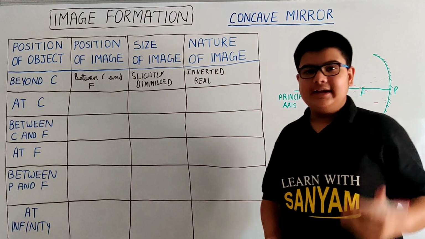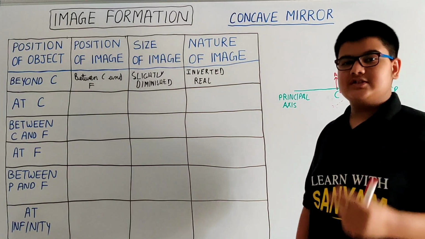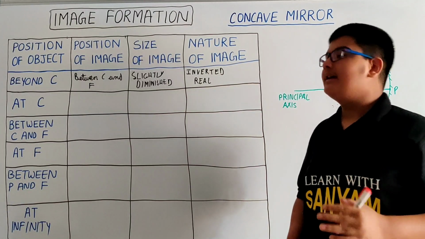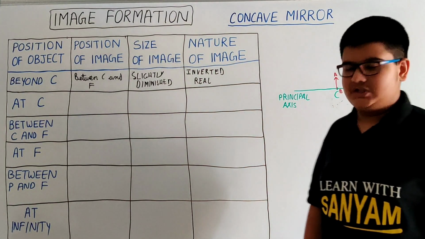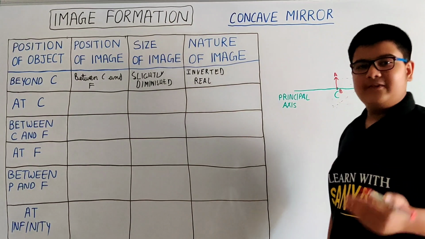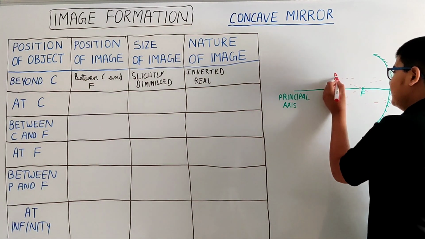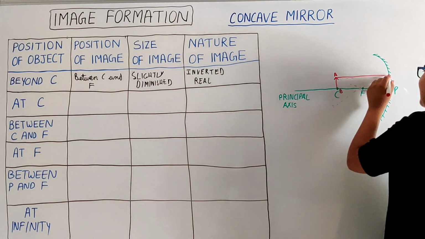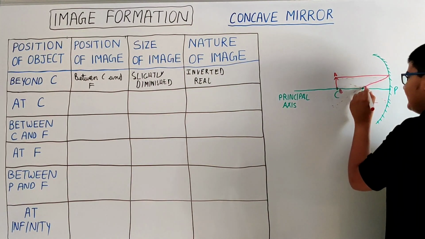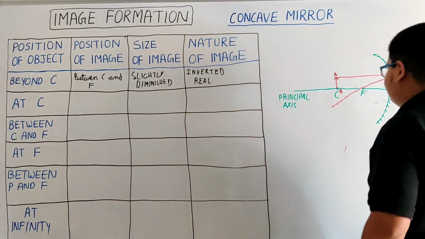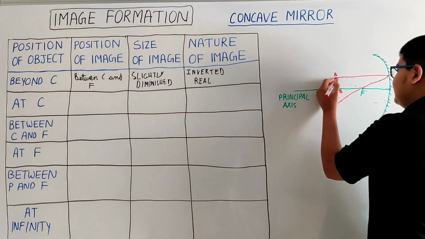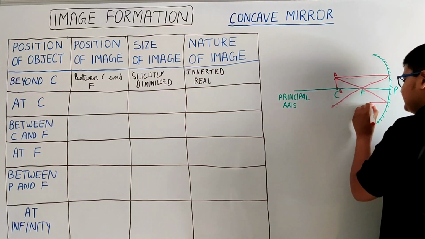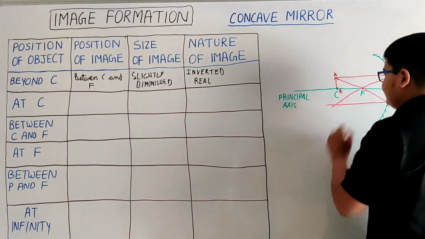And now we will again do the same thing. We will apply two rules out of those four rules, get the position of image, and on the basis of the position we will get the size and nature of the image. So now again we will use the first and second rule only. The first rule, the incident ray is parallel to the principal axis, reflected ray passes through the focus. The second rule, incident ray passes through the focus, reflected ray is parallel to the principal axis.